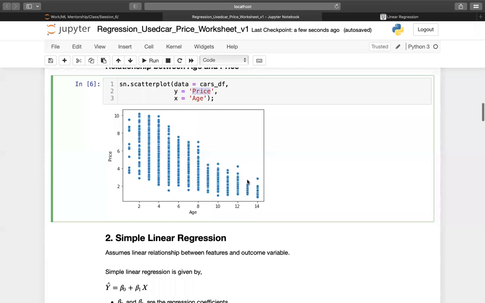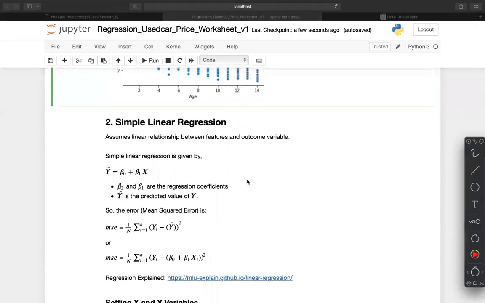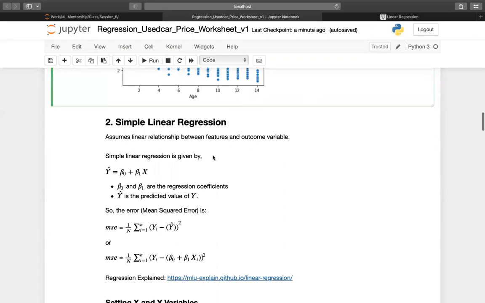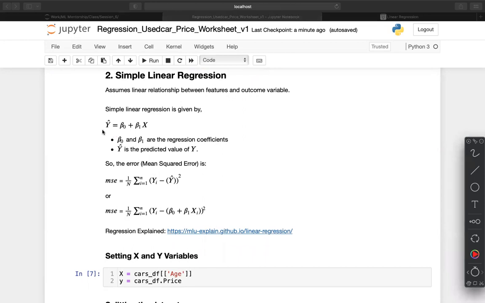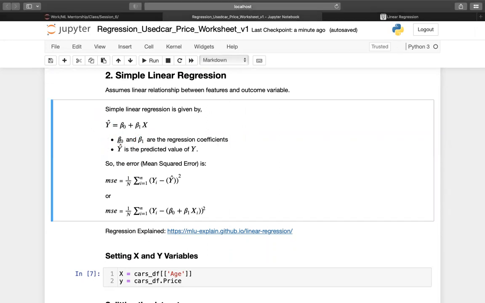see a negative correlation here. And we first build a simple linear regression, which is basically predicting the y value with respect to just one variable. Simple linear regression is given by y hat, which is the predicted value of y with respect to x, equal to beta 0 plus beta 1 x. This is your intercept and this is your regression coefficient. Beta 0 is called the intercept value.